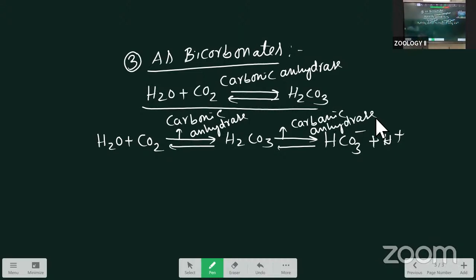Here, how much? 70% of the carbon dioxide is transported like this. 7% is as carbonic acid. 20 to 25% is as carbamino compounds. 70% is transported as bicarbonates. Clear? I'll draw the diagram of how the bicarbonates are transported. The diagram is not that important for understanding. I am taking one diagrammatic picture for the bicarbonate transportation.